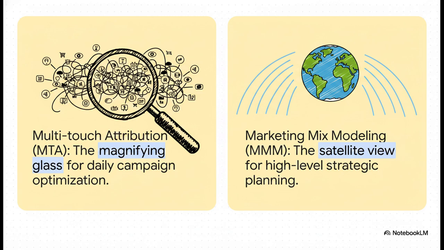while they're still live. On the other hand, you have marketing mix modeling, or MMM. This is your satellite view. It uses big picture, anonymized data to show you how all your different efforts, even offline ones, are working together. And that's essential for your high-level budget allocation and strategic planning.